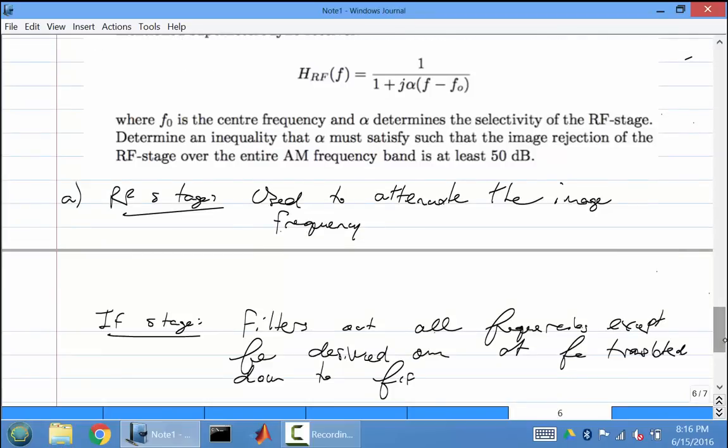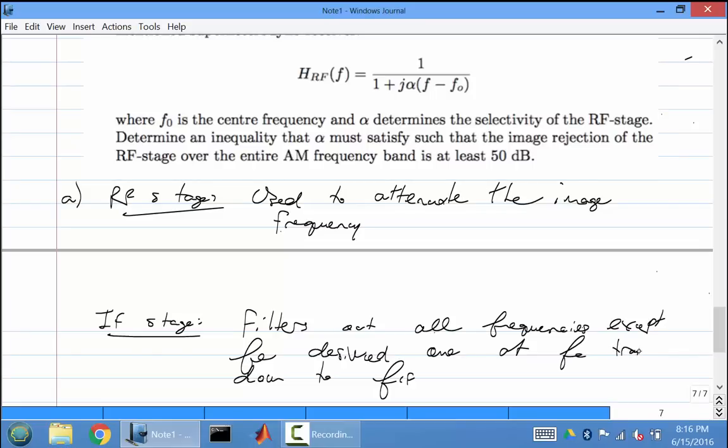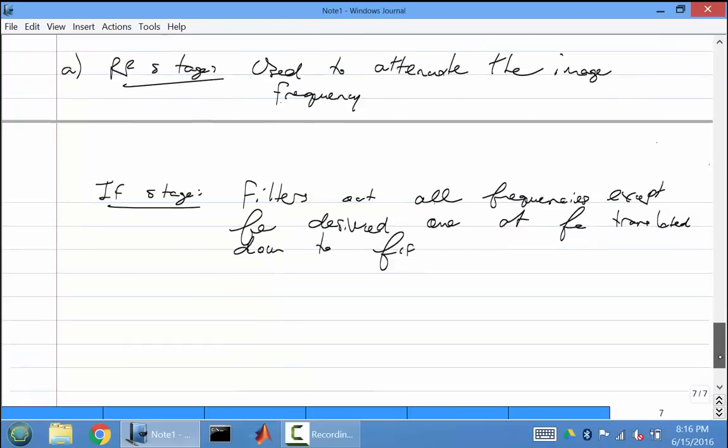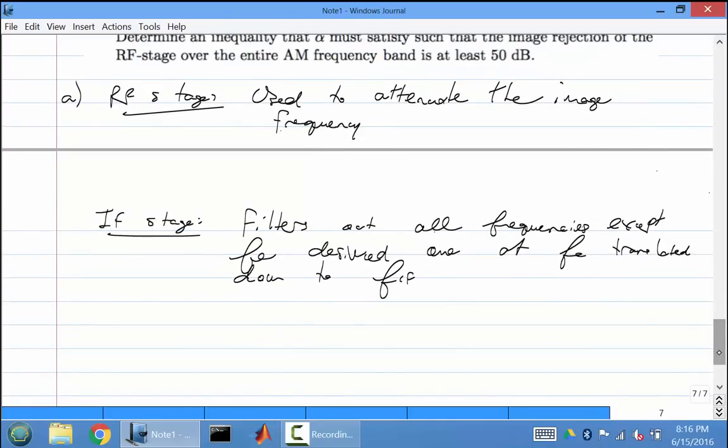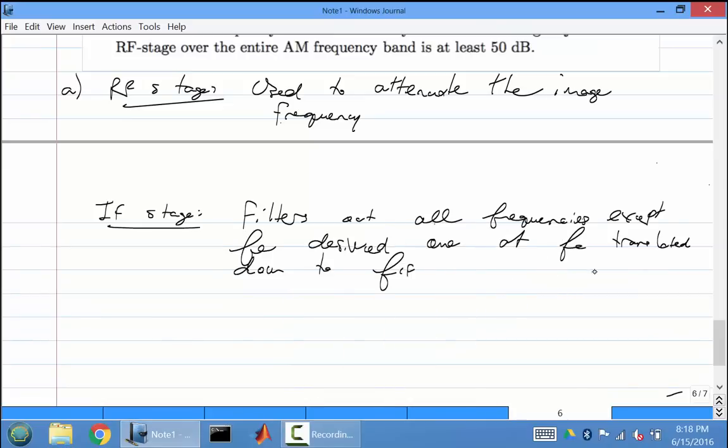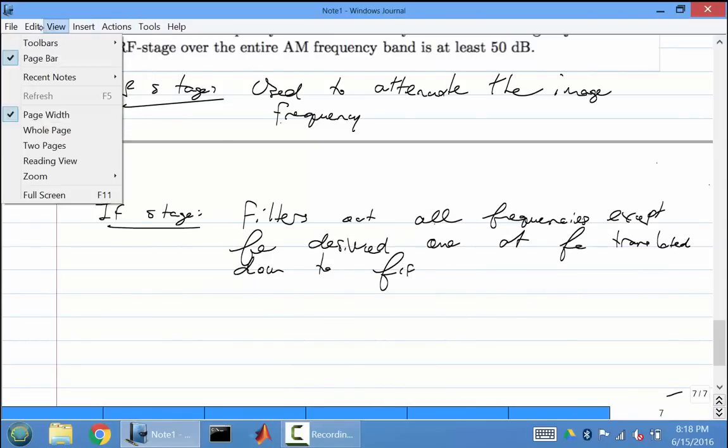So this is used to attenuate the image frequency. And then this guy here filters out all frequencies except for the desired one at f_c, translated down to f_IF. All right, so that's it there. And then we have the local oscillator as well. Here we go. So translated to f_IF.